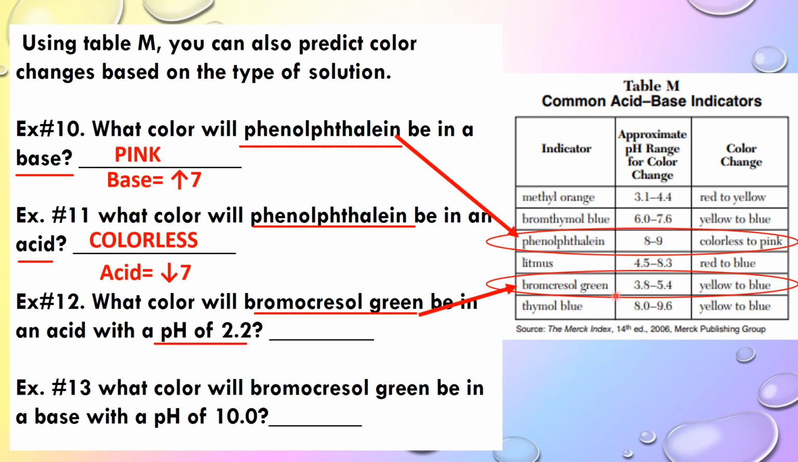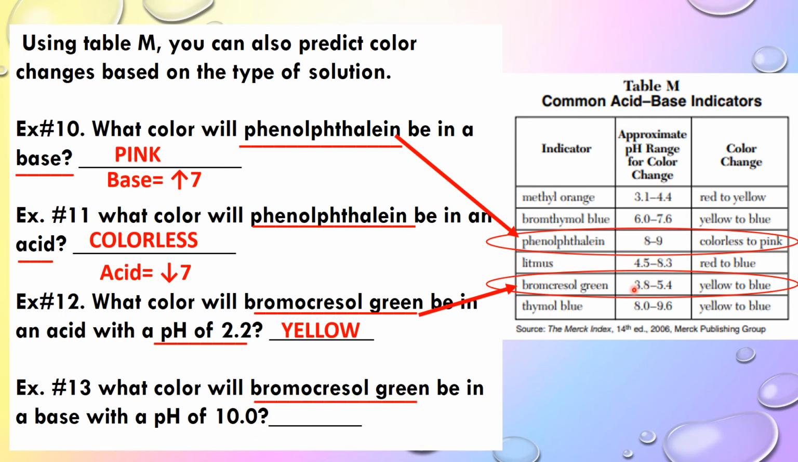So going to the choices here, going to the pH range, I've got 3.8. Anything below 3.8 is going to be yellow. Anything above 5.4 is going to be blue. Anything in between this range is going to be green, right? Because in between yellow and blue, if you were to mix them, it would be green. So if I have a pH of 2.2, I know it's going to be yellow because that's below 3.8.